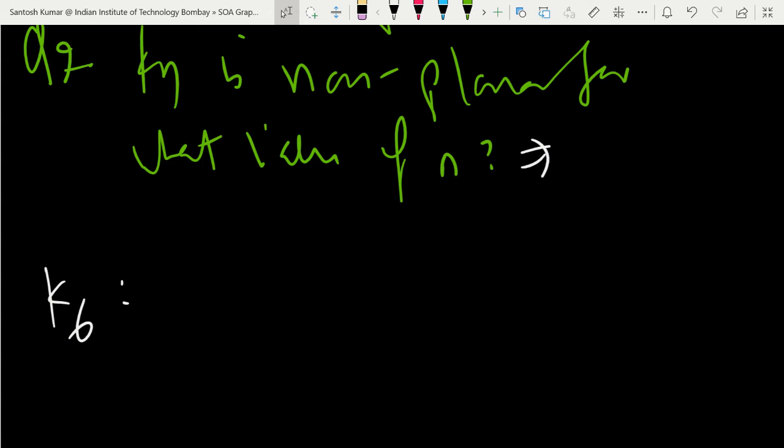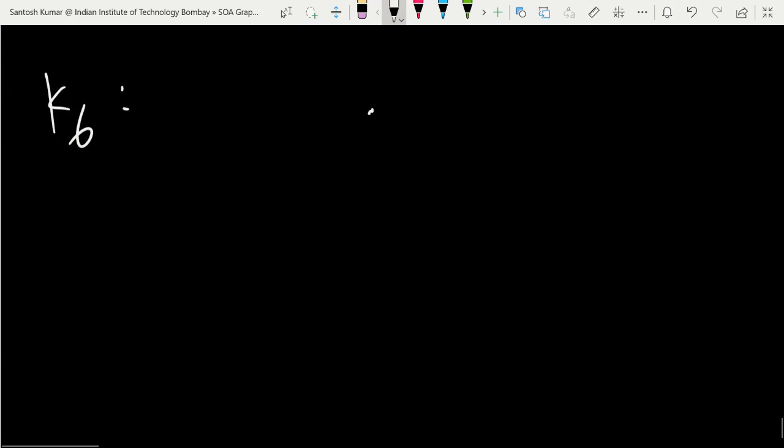Actually, K5 is a proper subgraph of K6, right? Yes, sir. So since K5 is non-planar, every supergraph is also non-planar. So K6 is non-planar. We have a result that any graph which has K5 as a subgraph will be non-planar, since K5 is non-planar. That's why K6 is also. So we can try that.